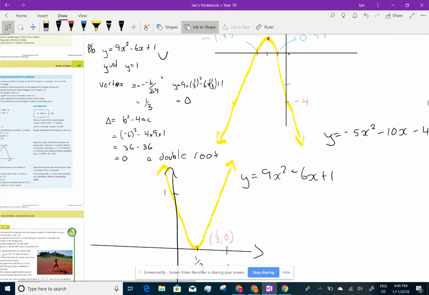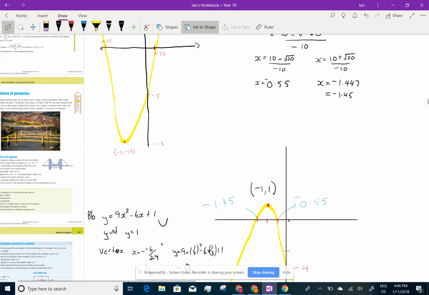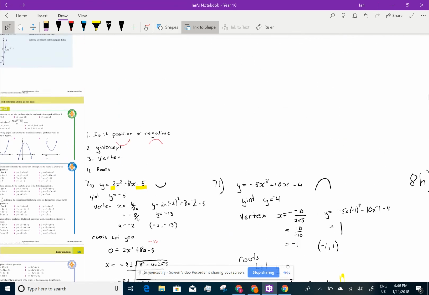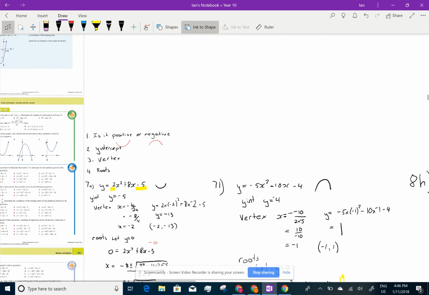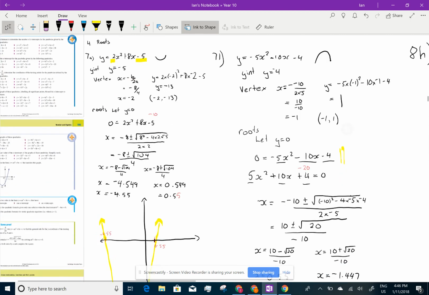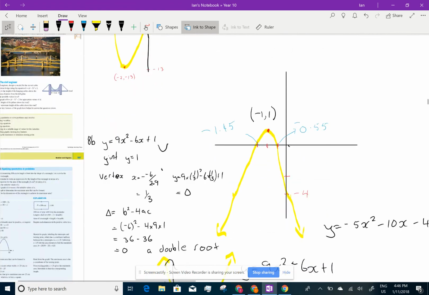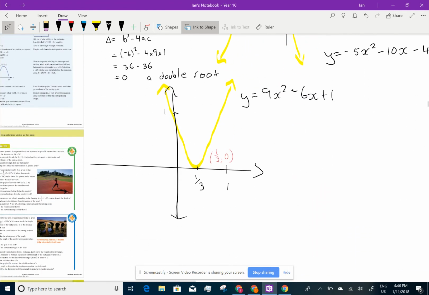And that's it. So, follow the 4 steps. Is it positive? Is it negative? What's the y-intercept? Where's the vertex? Does it have roots? And if so, can you find them? All right, good luck with that.